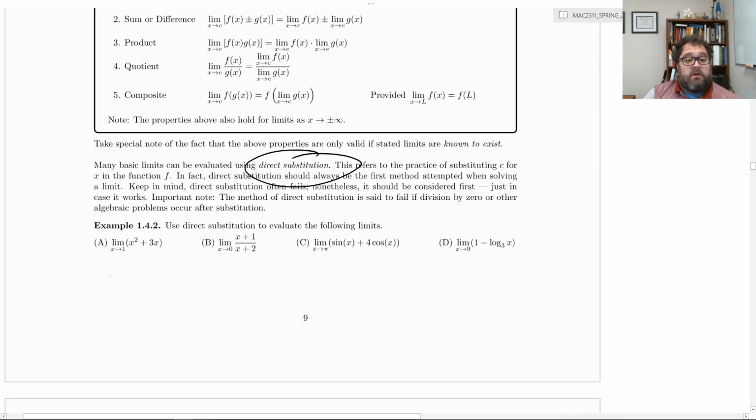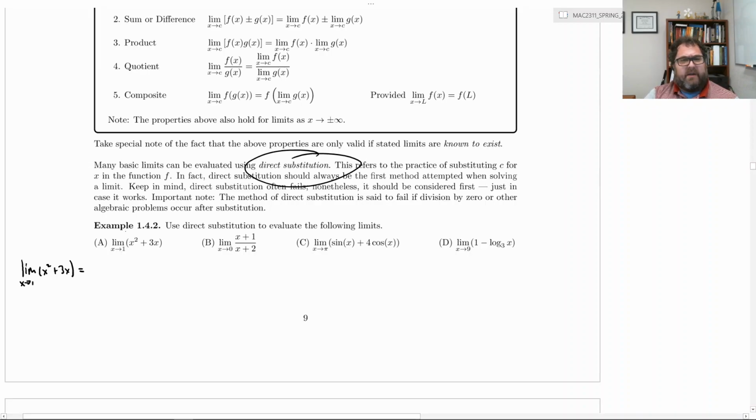Okay, substitution. So let's see, we have the limit as x goes to 1 of x squared plus 3x equals, okay, let's see if direct substitution works. Now, what I mean by works is, if you try to plug in a 1, does it cause any problems? Like domain type problems. Does it cause division by 0? Does it cause a radical of a negative number? Because we're only dealing with real numbers in this class. We're not dealing with any imaginary numbers.